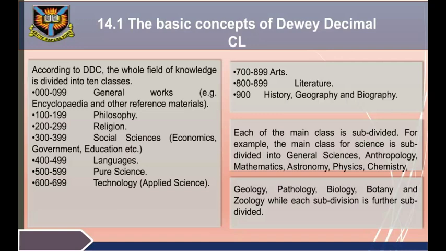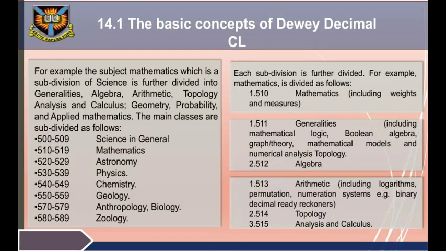Each of the main classes is subdivided. For example, the main class for science is subdivided into general sciences, anthropology, mathematics, astronomy, physics, chemistry, geology, pathology, biology, botany, and zoology, while each subdivision is further subdivided. For example, the subject mathematics, which is a subdivision of science, is further subdivided into generalities, algebra, arithmetic, topology, analysis and calculus, geometry, probability, and applied mathematics.